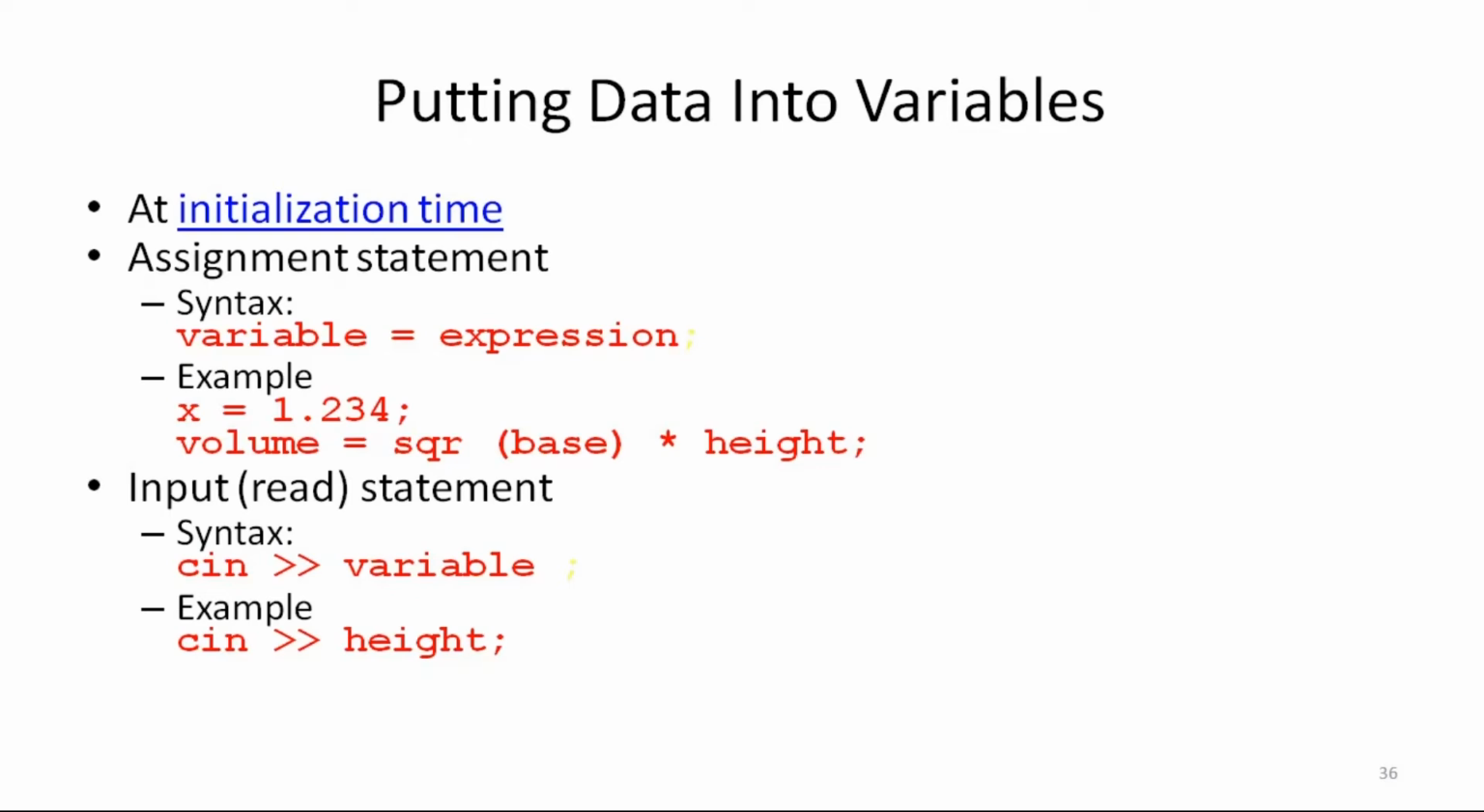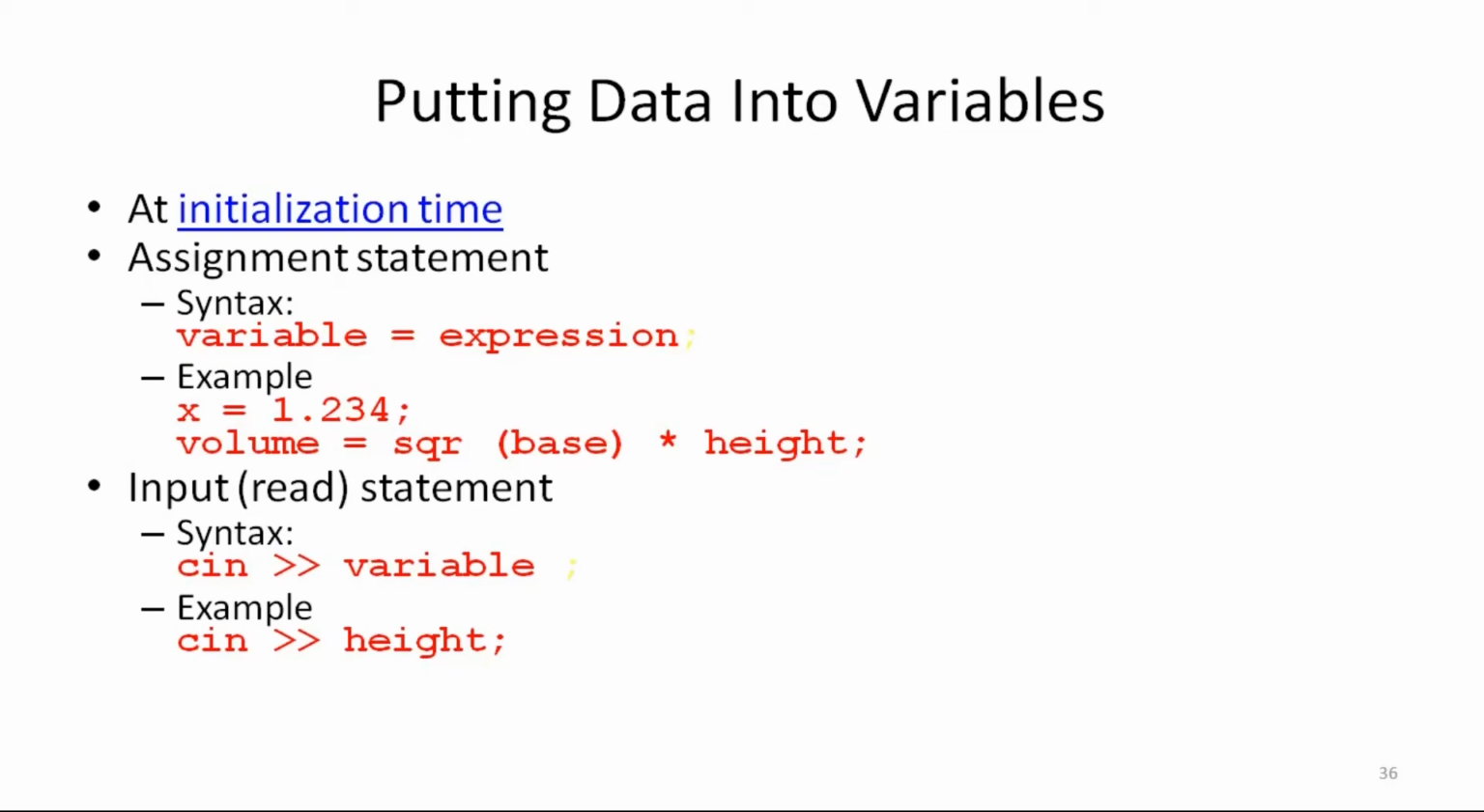Putting data into a variable at initialization time. Assignment statement: is equal to means assignment. Syntax: variable is equal to expression. For example, x is equal to 1.234. X is a variable, the expression is 1.234. This is the expression, and is equal to means an assignment statement. In C++ programming we call this an assignment statement.